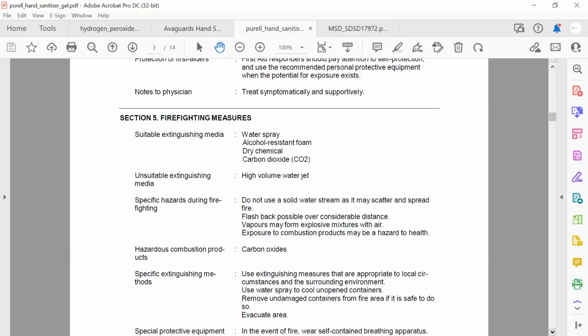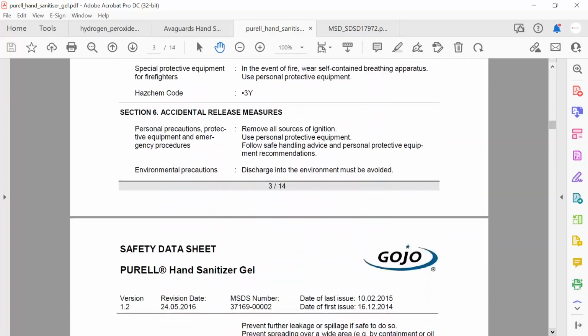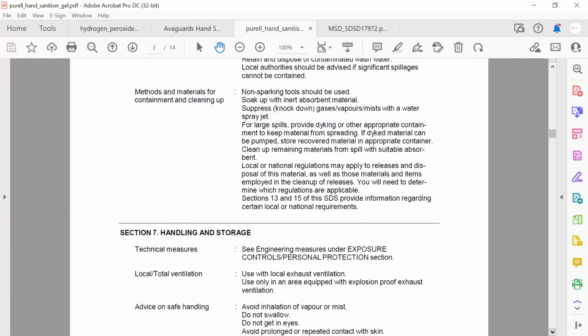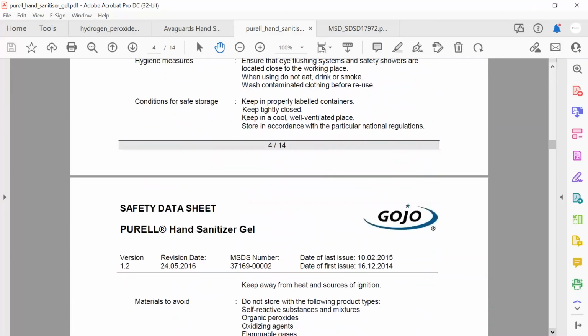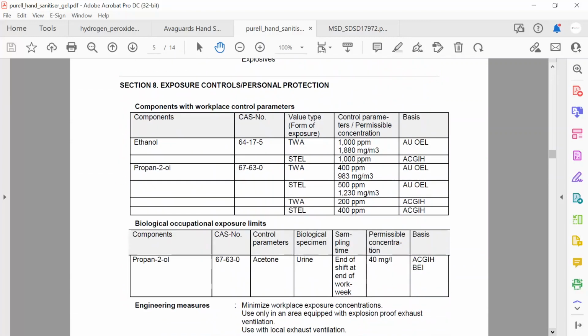We have our firefighting measures, and it talks about a dry chemical. So we could use our ABC fire extinguishers here. It talks about it not being advisable to use a high volume water jet to extinguish. Then it talks about accidental release, just like the other ones do. I'm going to scroll on down to number 8, where we can talk about exposure controls and personal protection.